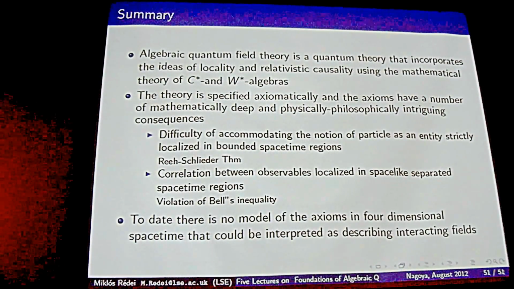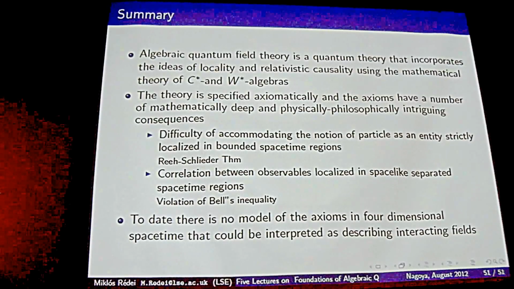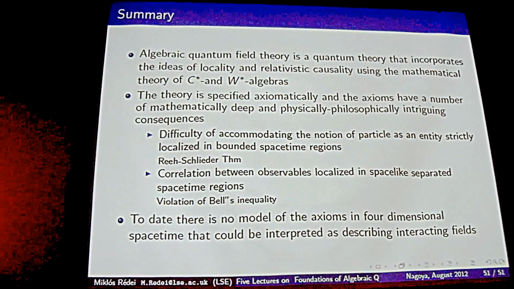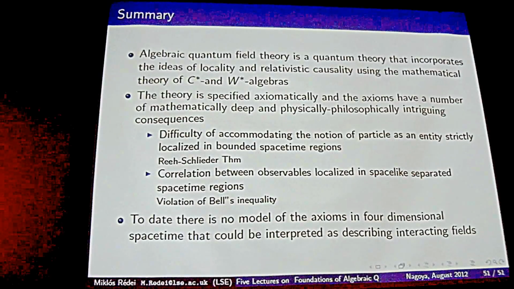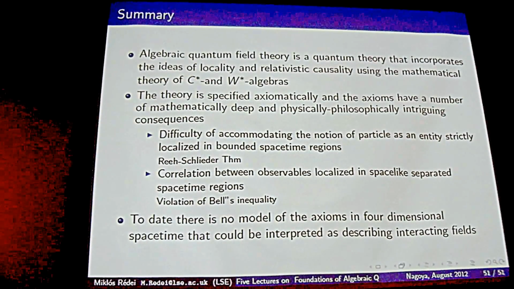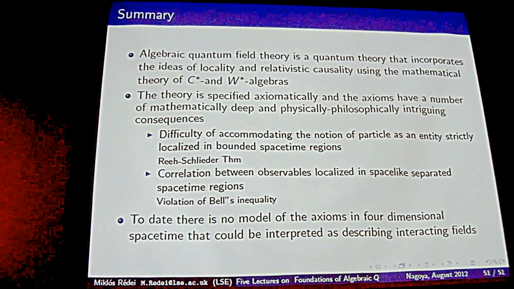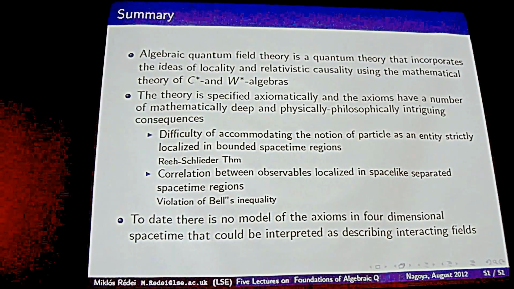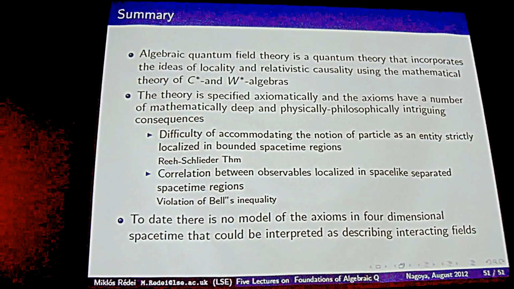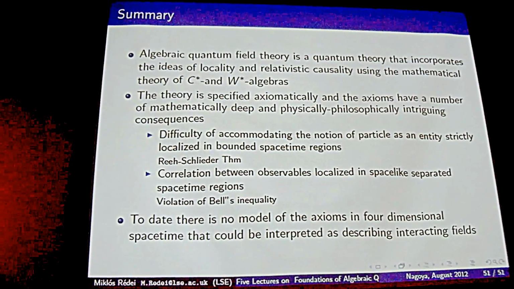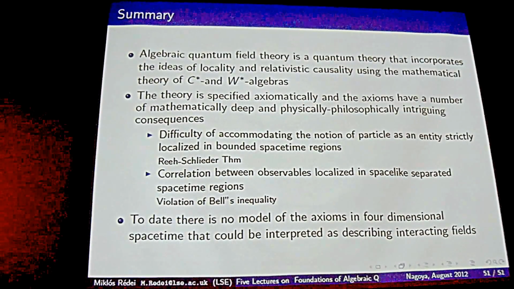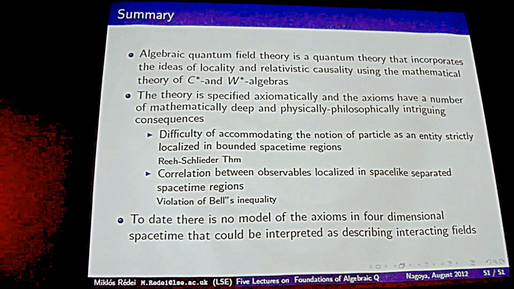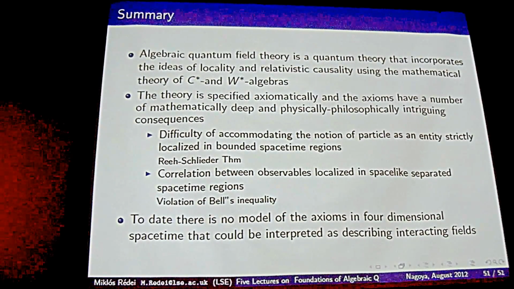And the other was what I had just discussed, namely that Bell's inequality is violated in that theory, and that entails that there is correlation between observables which are localized in space-like separated space-time regions. And it is important to realize that to date there is no model of the axioms in four-dimensional space-time that could be interpreted as describing interacting fields. So that's perhaps the compact summary of lecture number 3.